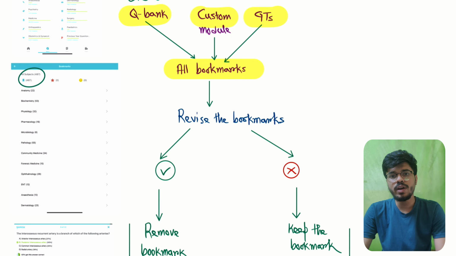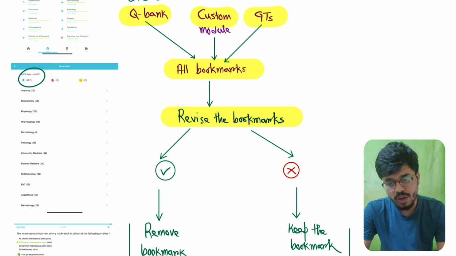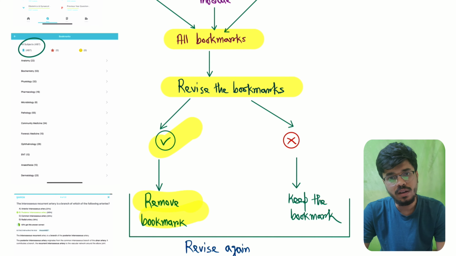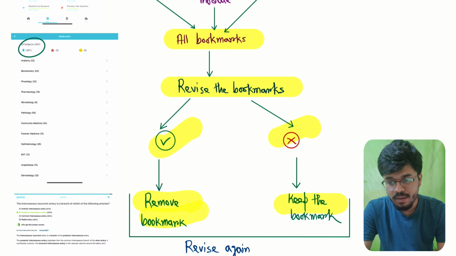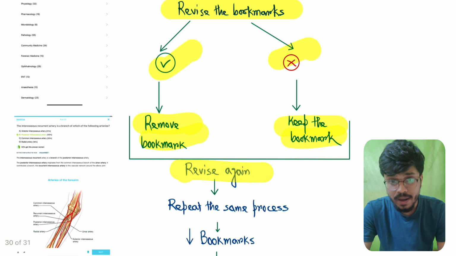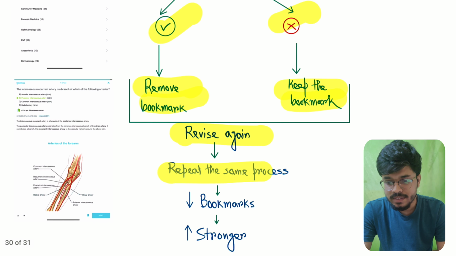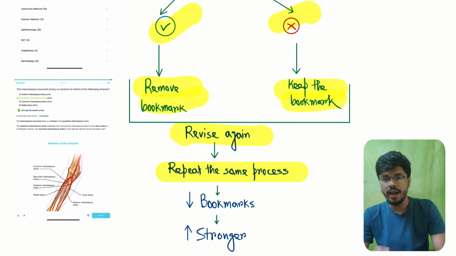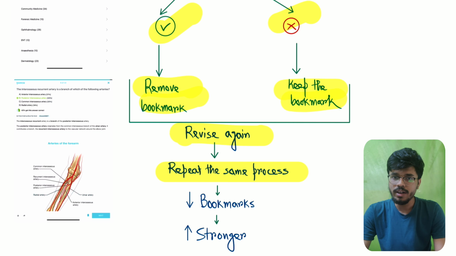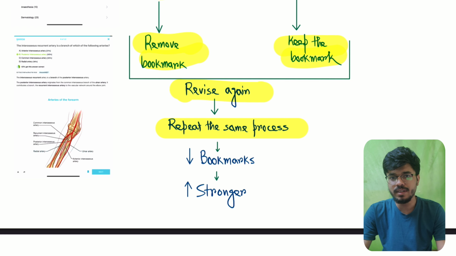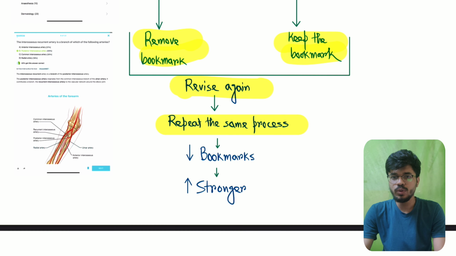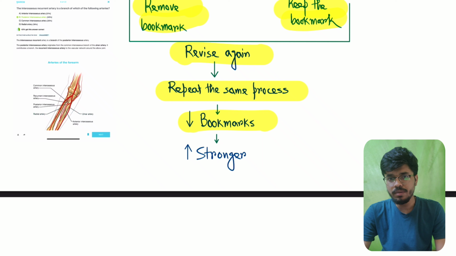Okay. Whenever you get free time, try to revise the bookmarks. Whatever questions you do right, remove the bookmark from the question. And whatever question you do wrong again, keep the bookmark. The second time, revise again. Then repeat the same process: whatever you do right, remove the bookmark, and whatever you did wrong, keep the bookmark again. Now again repeat the process. So the number of your total bookmarks will gradually decrease and you will become stronger in your preparation.